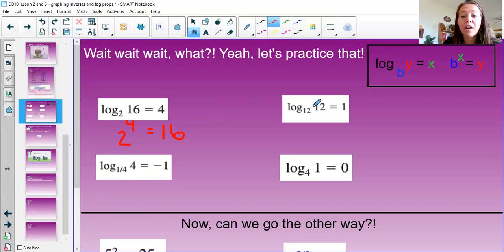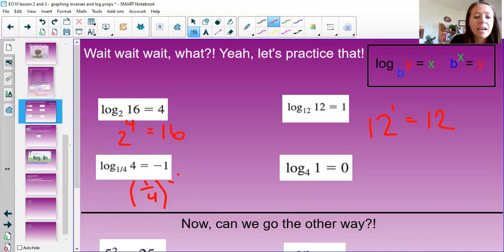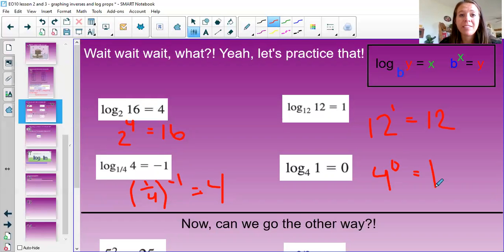Okay, let's look at another one. Log base 12 of 12 gives me 1. So again, what this is saying is 12 raised to the first power gives me 12. That one's confusing because it has the same number, so let's do another one. Let's go down here. Always start with your base, 1/4. Okay, your answer is your exponent. So 1/4 to the -1 gives me 4. I'm just rewriting these so we get used to working with logs. And last one, 4 to the 0 power gives me 1.